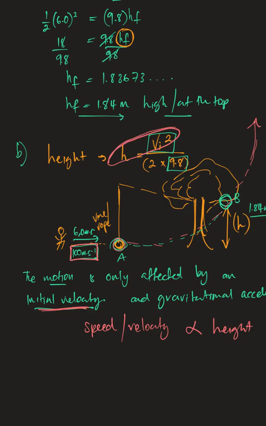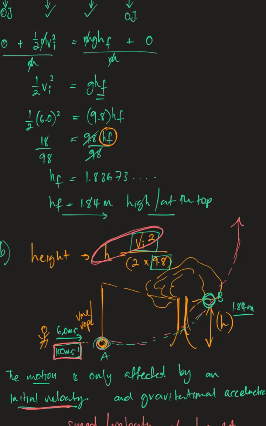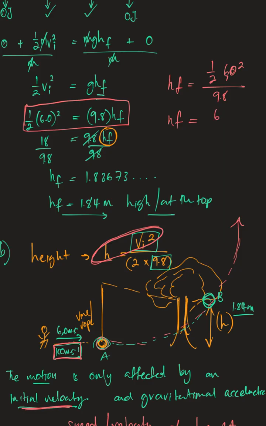There it is. Where am I getting this formula from? Look here. When I wanted to work out this here, how would I have done that? I would have said HF is equal to a half times 6.0 squared over 9.8, which is a half divided by 9.8. So technically what I've got now is HF is equal to 6.0 squared all over 2 times 9.8. So I'm getting the formula from here. That's making height the subject of my formula.